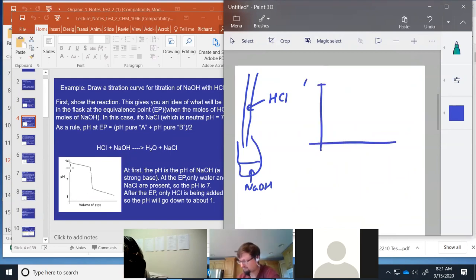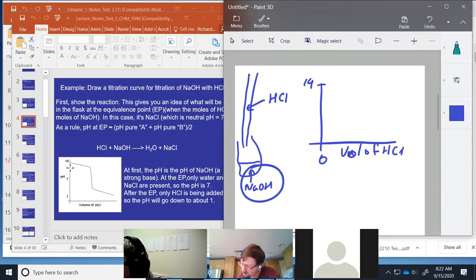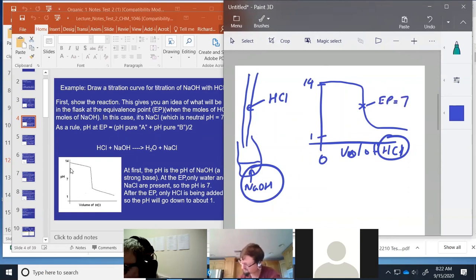We start out at 14 because all we've got in the flask at the very beginning, at 0 volume of HCl, is the base, so it's going to be 14 at the very beginning, and then at the very end it comes down to 1, which is the pH of what we're adding, the HCl. And of course we end up getting this jump here that goes downward in this case. So it's kind of like a mirror image of the previous one. And there's our equivalence point, which is still going to be 7. You can see the difference there. It's just a mirroring of the same curve. It's just that we're starting with sodium hydroxide instead of starting with HCl.